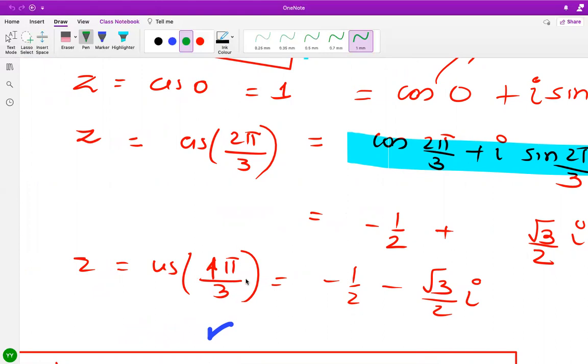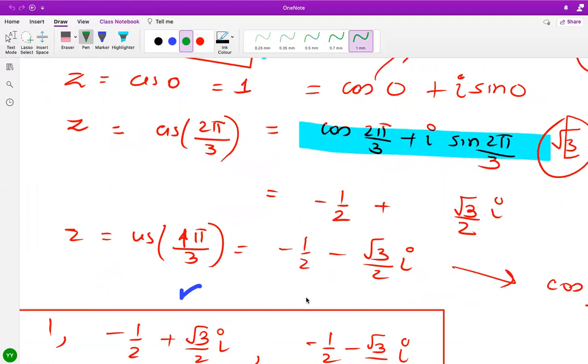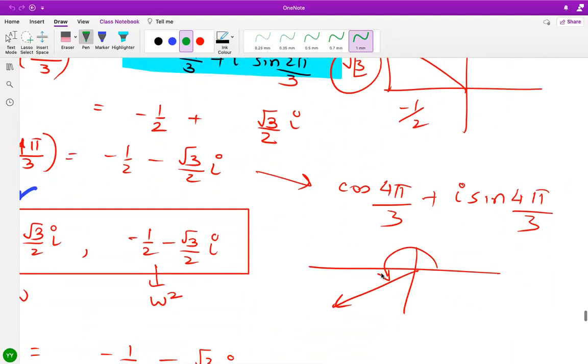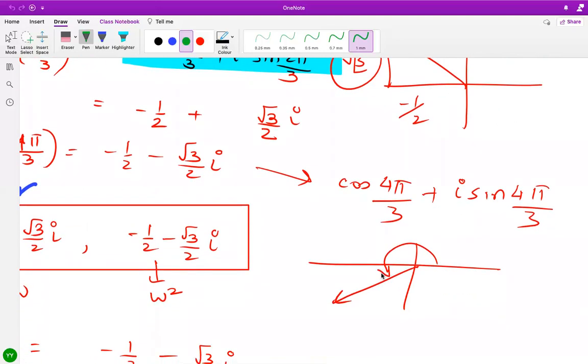Obviously it is cos 4π/3 plus i sin 4π/3. So whenever you're finding the value of cos 4π/3 plus i sin 4π/3, if you see, it's in quadrant number 3, which is 4 times 60, like 240 degrees approximately. So which is here, which is 60 degrees. So you can find out.